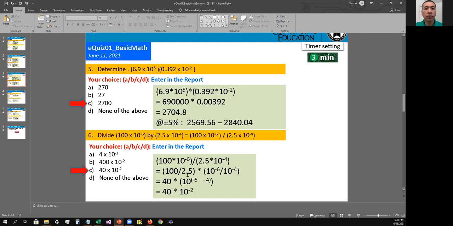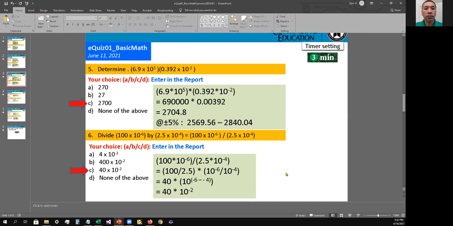Okay, and so this is dividing, so you can subtract. So negative 6 minus a negative 4, that gives you negative 2. So it'll be 40 times 10 to negative 2. So the answer is C, as in cat, for number 6. Okay, so anybody have any question? Okay, the next one.